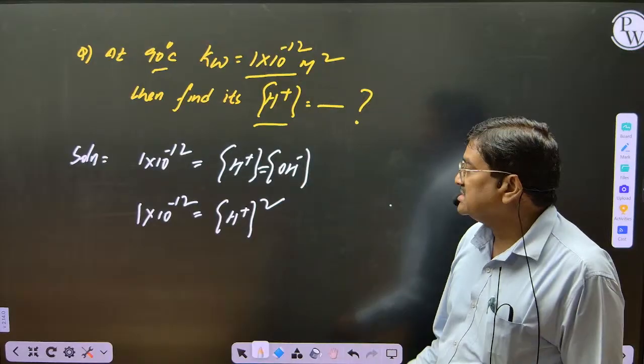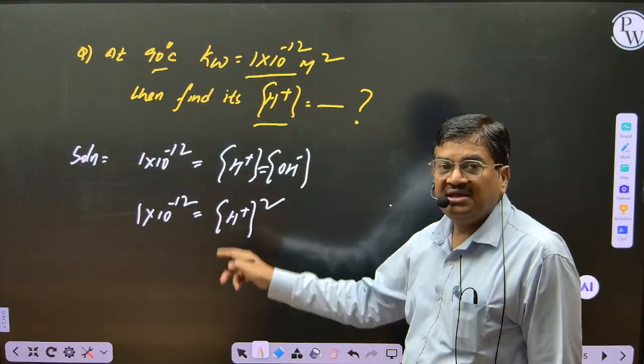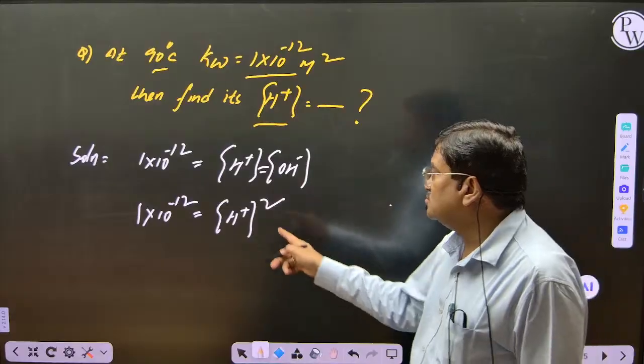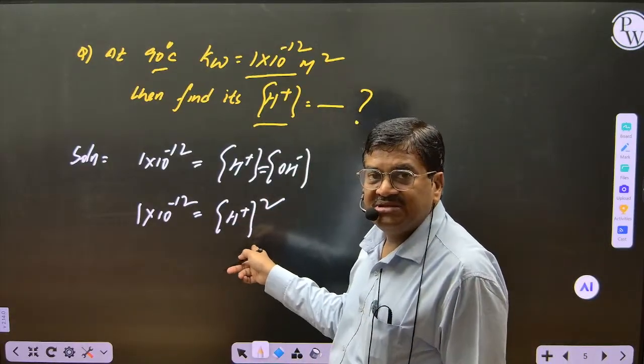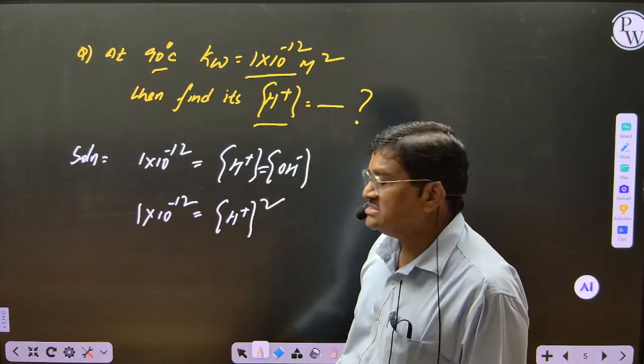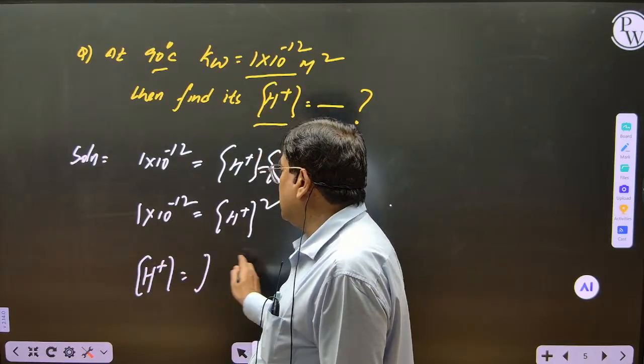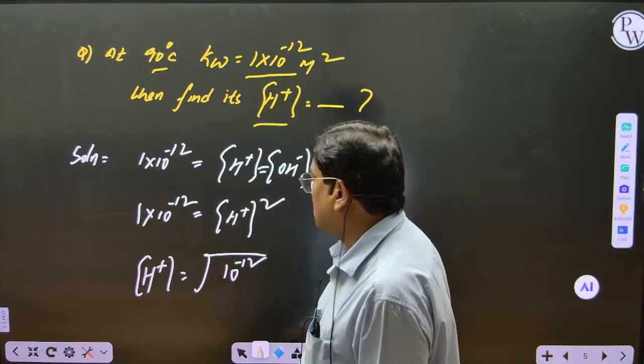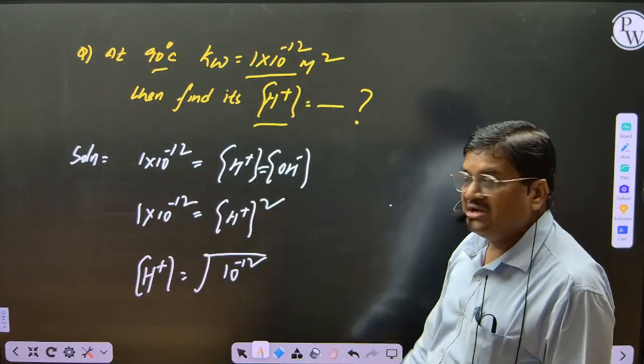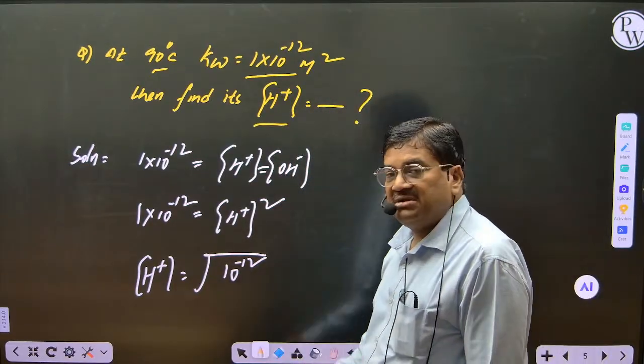Since the concentration of these two should remain constant at a given temperature, I am equalizing them. So can I write H plus ion squared? Now remove the square. When you remove the square, what does it become? It comes to root over 10 power minus 12, correct?